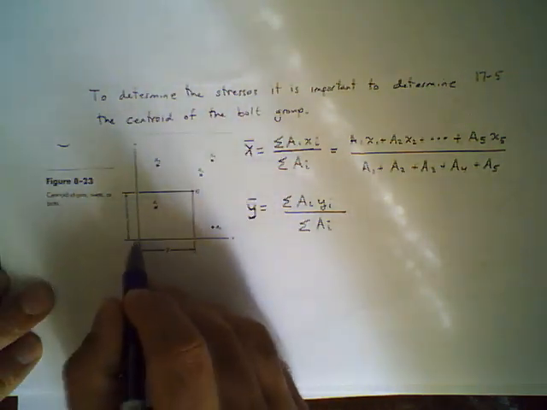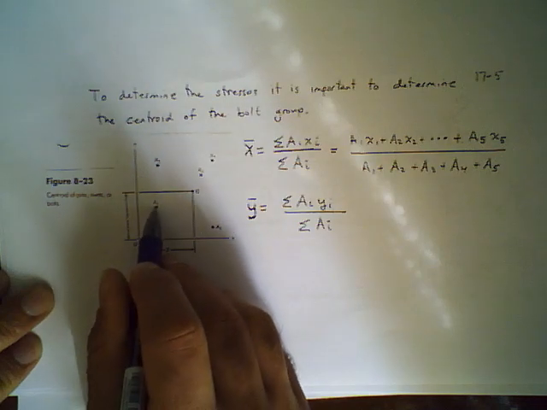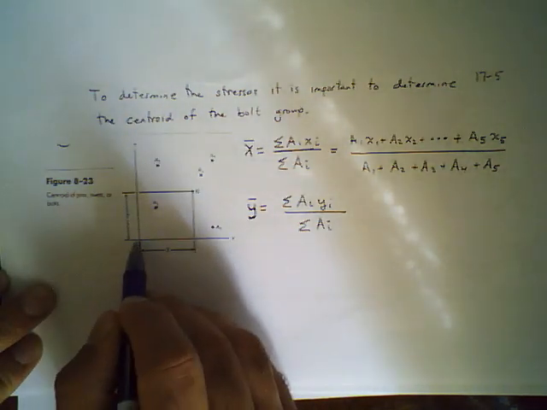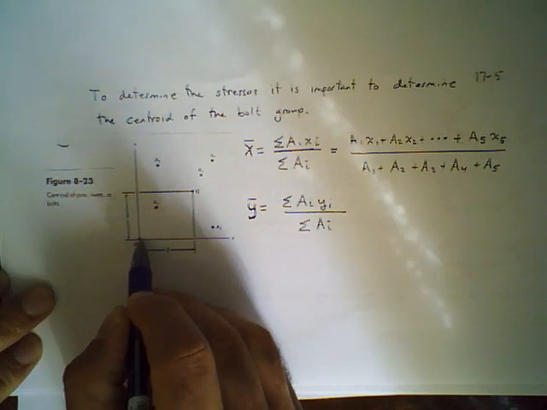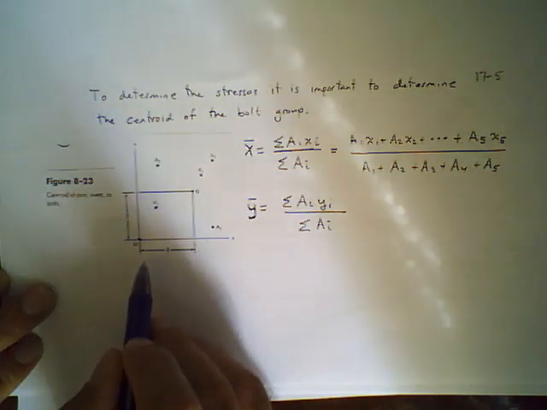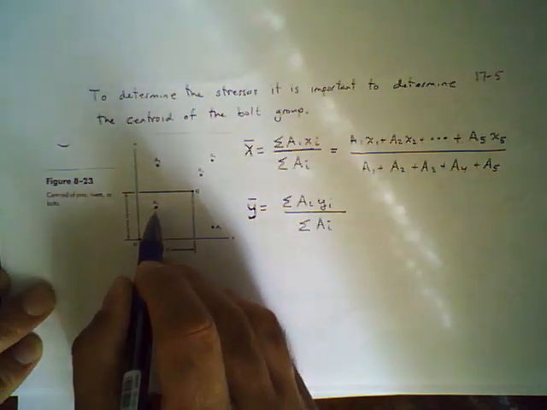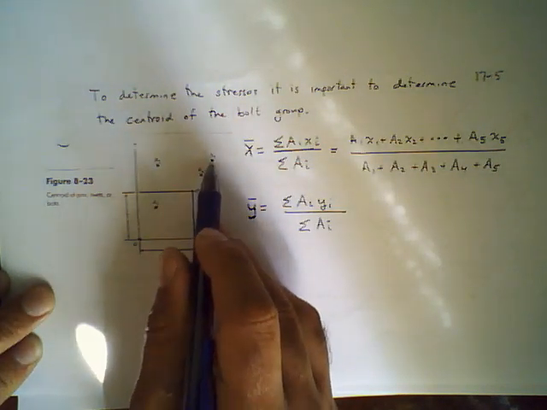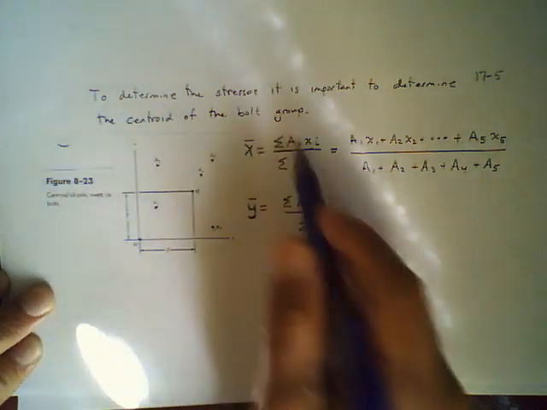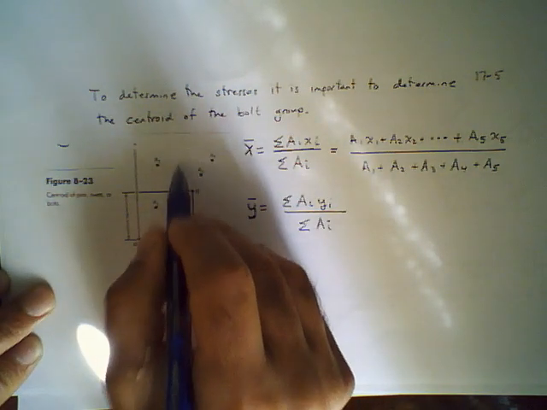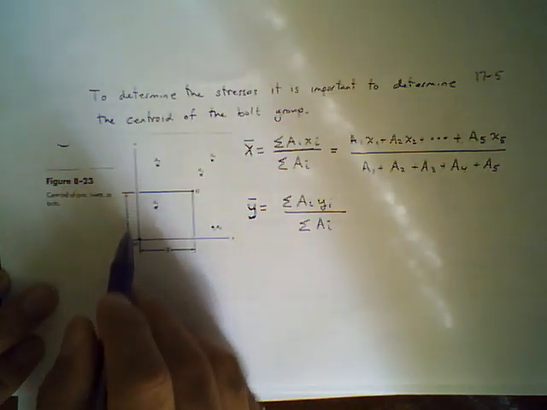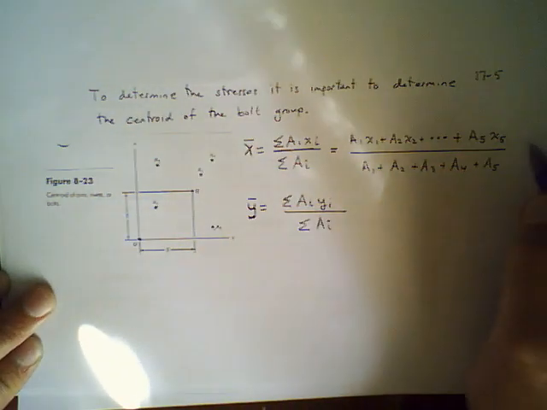I'm going to choose a frame. It doesn't really matter where I put the frame, right? I could put the frame on this bolt or that bolt. So I'm going to choose an arbitrary frame, and I'm going to make this point my zero, this direction my X, and this direction my Y. So how do I find my X? If they have the same area, then X is going to be X1 plus X2 plus X3 plus X4 plus X5, divided by the total number of them. If I put the frame in the middle, then X1 would be negative. Similarly in the Y. Alright, so this is the first step.